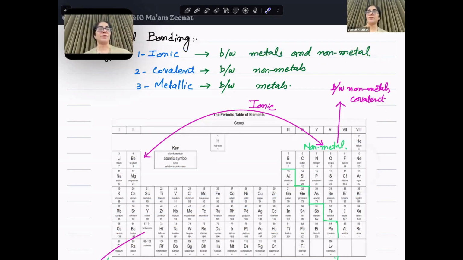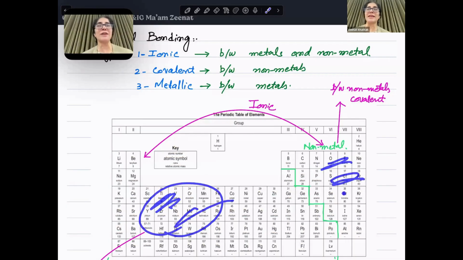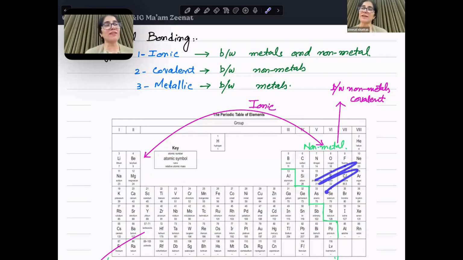In covalent bonding, which is possible between non-metals, they share electrons. But do you know why they share? To complete their outermost shell. In ionic bonding, there is an electrostatic force of attraction between cation and anion. The metal loses electrons and makes a cation, the non-metal gains electrons and makes an anion. Complete transfer of electrons occurs, so it is ionic. But sharing of electrons is covalent.